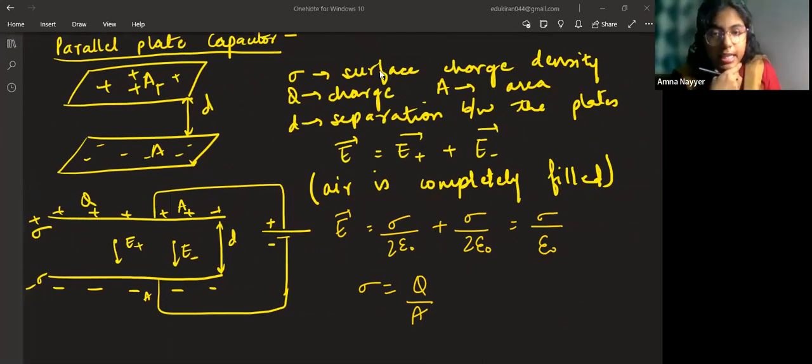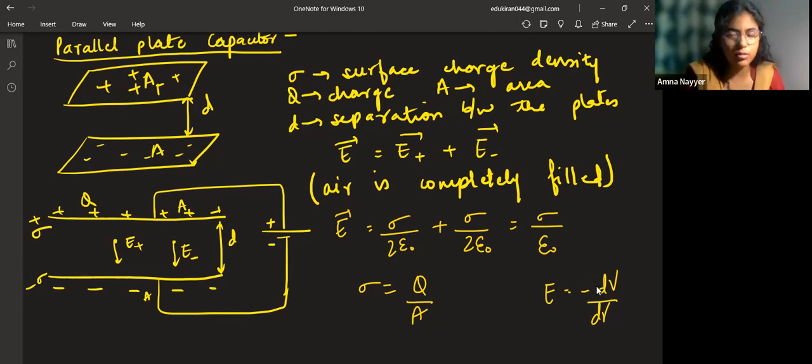Good, Chavez. Yes, Faiza. E is equal to minus dV over dr. This is the formula. Remember, we had seen minus dV over dr. This formula particularly is important because it has been repeated in your previous year questions also, if you see. So E is equal to minus dV over dr.